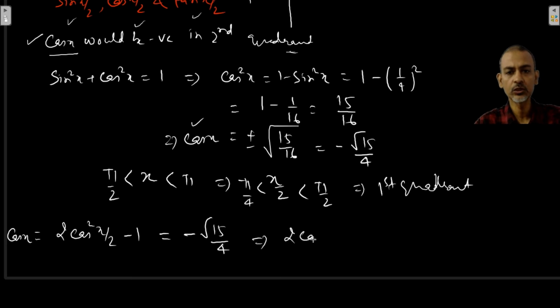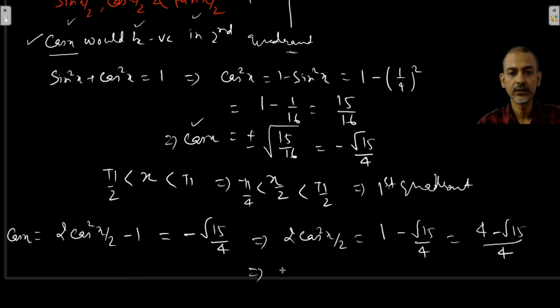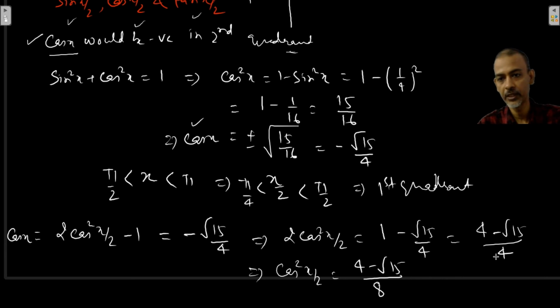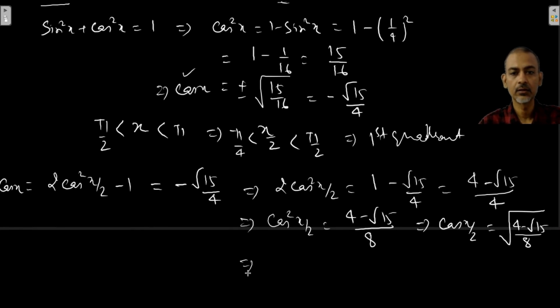So this implies 2 cos square x by 2 is going to be, I'll take 1 to the other side, 1 minus root 15 by 4. Then I'll simplify it further, and it will become 4 minus root 15 by 4. This implies my cos square x by 2 is going to be (4 minus root 15) divided by 8, because I took 2 from here and multiplied it by 4, so 4 into 2 is 8. Now my cos x by 2, can I write it as the square root of (4 minus root 15) by 8? I can.